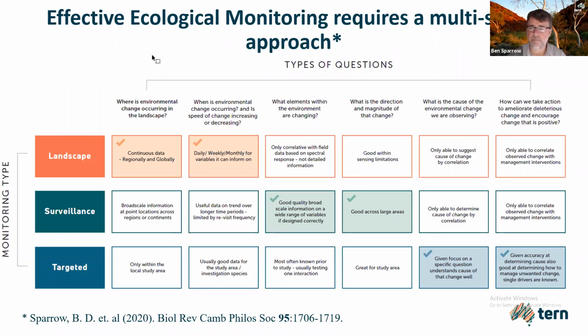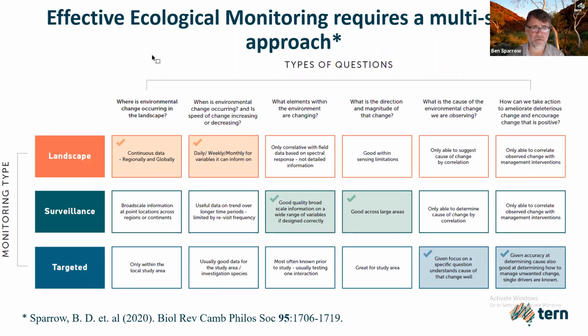So there's landscape monitoring, which excels at the where, and more recently, with increased computing power and increased temporal availability of satellite imagery, does a good job now of addressing the when is change occurring as well. Surveillance monitoring, which we'll touch on all of these a bit more further into the presentation, its strengths are measuring what's changing and what's the direction and magnitude, how much change is occurring.